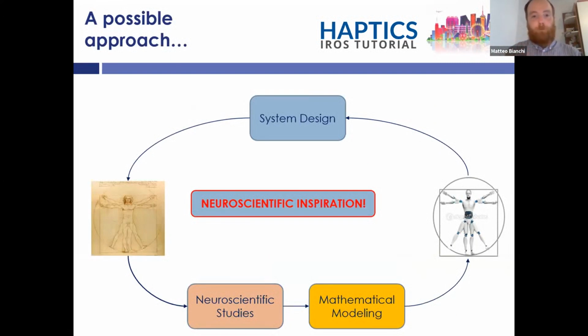But what we can do is take inspiration from neuroscience. As engineers, what we can try to reach with this inspiration is a baseline and then a mathematical model of the neuroscientific observations that can be used to translate these observations into a language that can be implemented in an artificial system. And of course, this system, in particular a haptic interface, should interact with humans. So it is important to validate the system with experiments with human subjects.